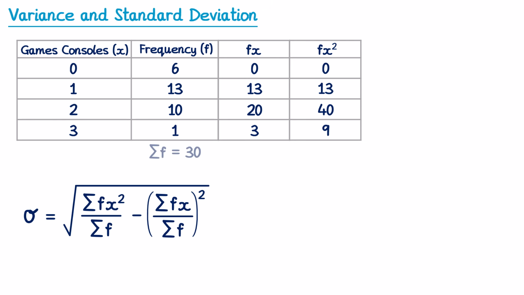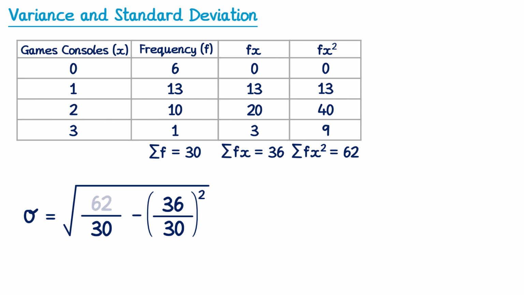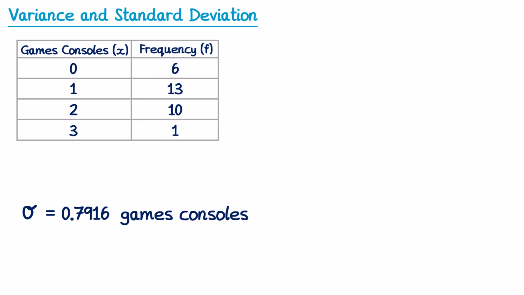Now if we add up the f column, we get the sum of f, which was 30. If we add up the fx column, we get the sum of fx, which is 36. And if we add up the fx squared column, we get the sum of fx squared, which is 62. Then it's just a case of substituting these values into the formula. So the sum of f is 30, the sum of fx is 36, and the sum of fx squared is 62. Then we would type this straight into the calculator and you'll get the same value we did before, 0.7916 games consoles.